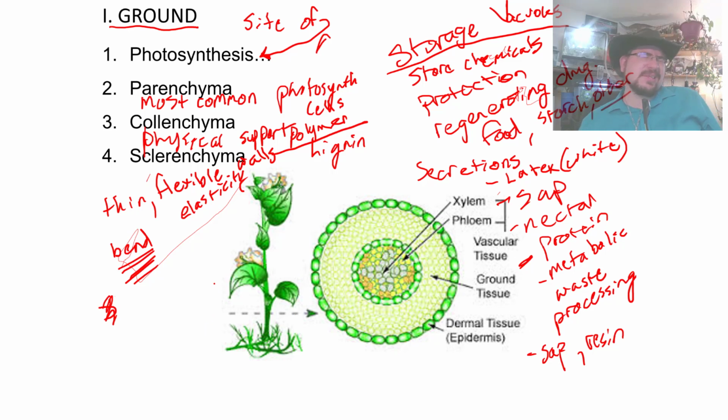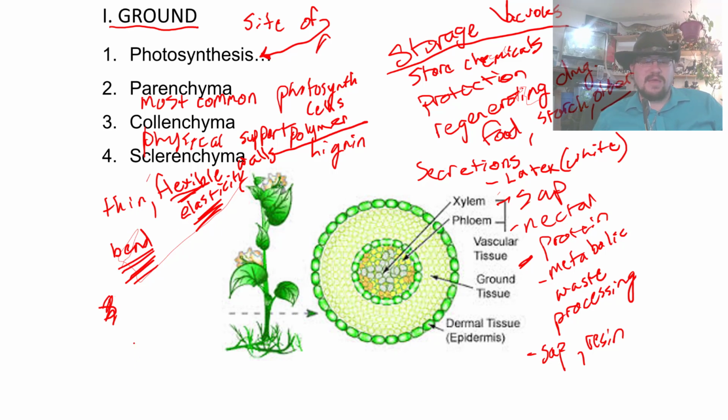You find it a lot in celery, right? When you eat celery, a lot of it gets stuck in your teeth because there's this tough tissue that runs the whole length of it. That's actually lignin-rich collenchyma helping to maintain the structure of the celery. So the stalks of celery are almost made up entirely of collenchyma. So again, collenchyma gives you flexibility and some elasticity. Very important in plants.